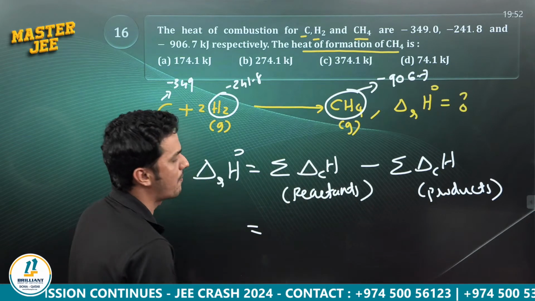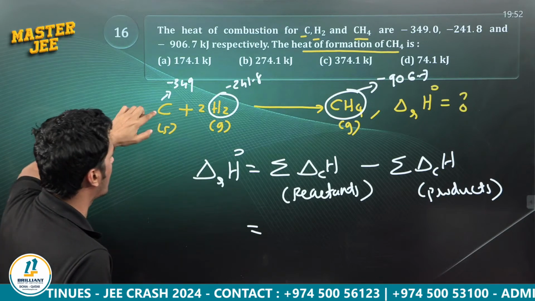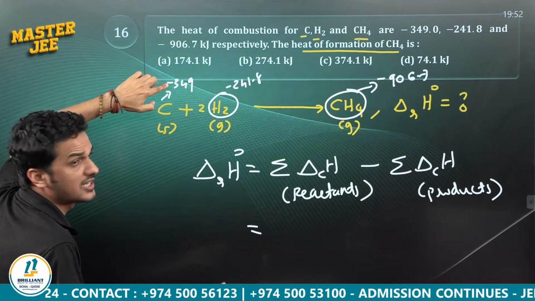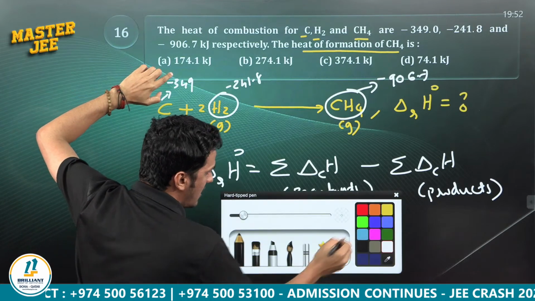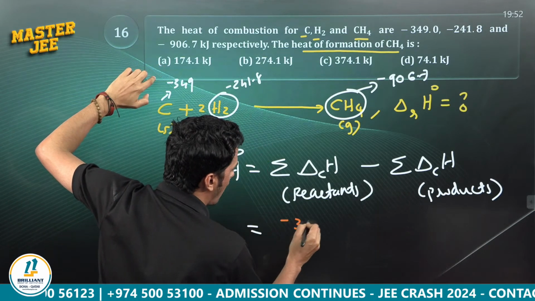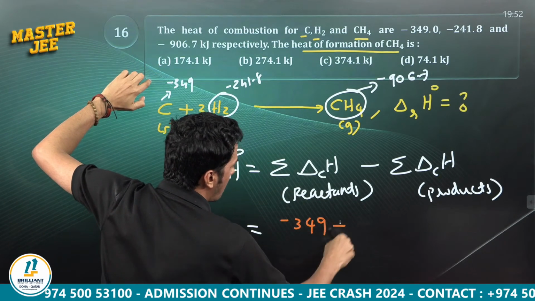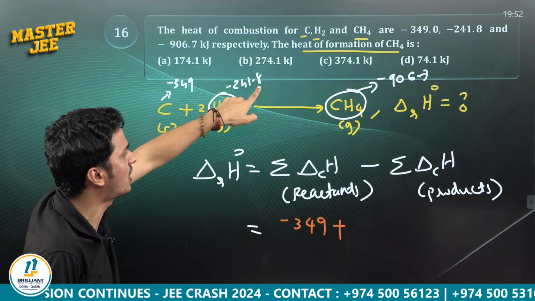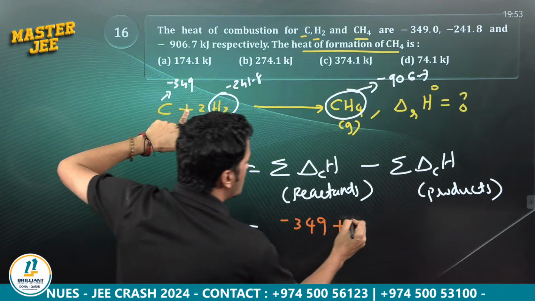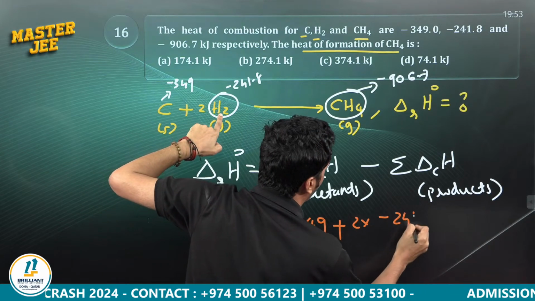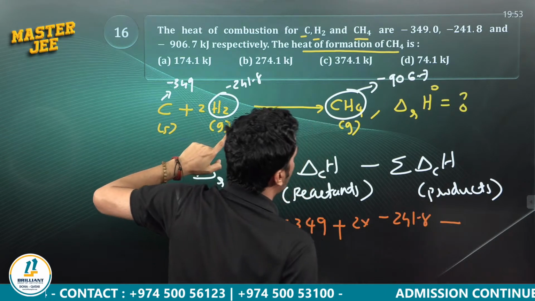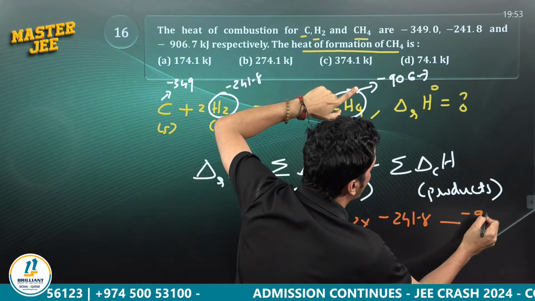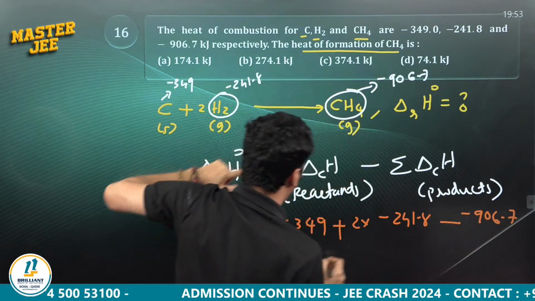So what is the enthalpy of combustion of reactants? Which are the reactants here? If I am conducting the combustion of carbon, its enthalpy of combustion is minus 349. So I can write minus 349 plus, again hydrogen is there, for 1 mole hydrogen minus 241.8, so 2 hydrogen, 2 into minus 241.8, then minus of enthalpy of combustion of product. Product is minus 906.7. Now how much are you getting?